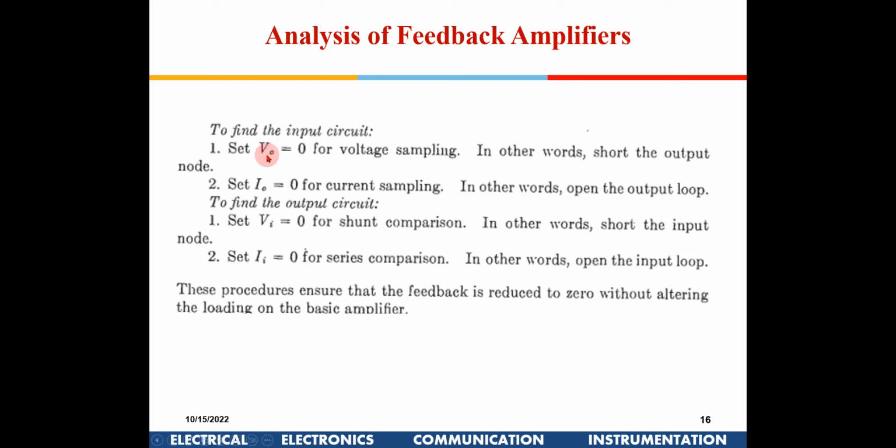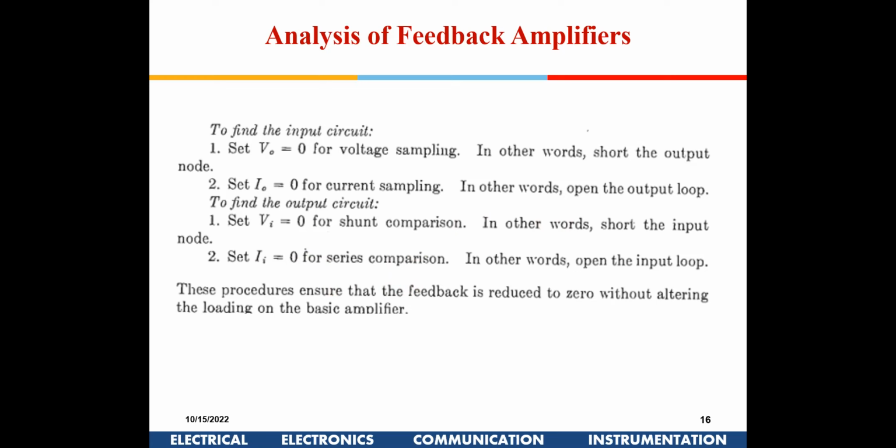If we are doing a voltage sampling, I will set the output voltage to be 0, and then we take those components and put them in the input side also. If I am doing a current sampling, I will put I equal to 0, and put that component in the input circuit. Similarly, if I am doing a shunt connection, then I will put Vi equal to 0 and put that element in the output circuit, and for a series connection, again I will put that element in the output circuit.